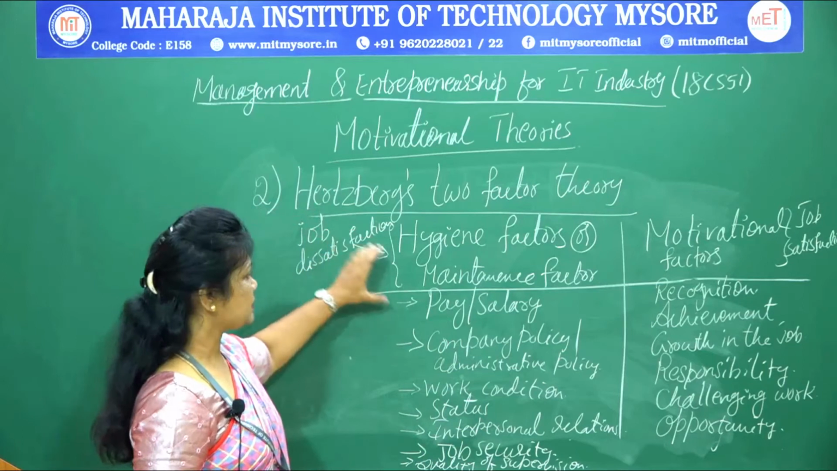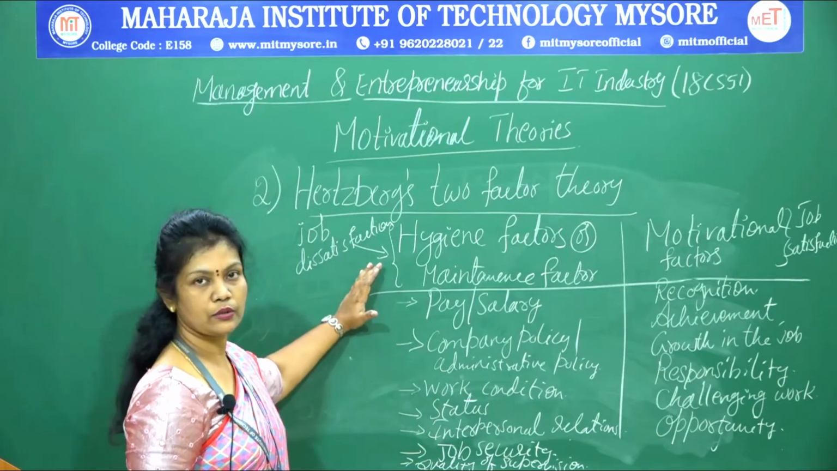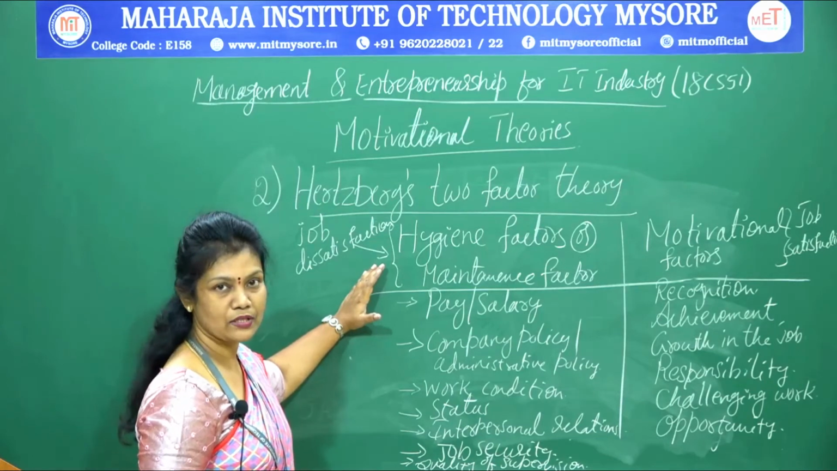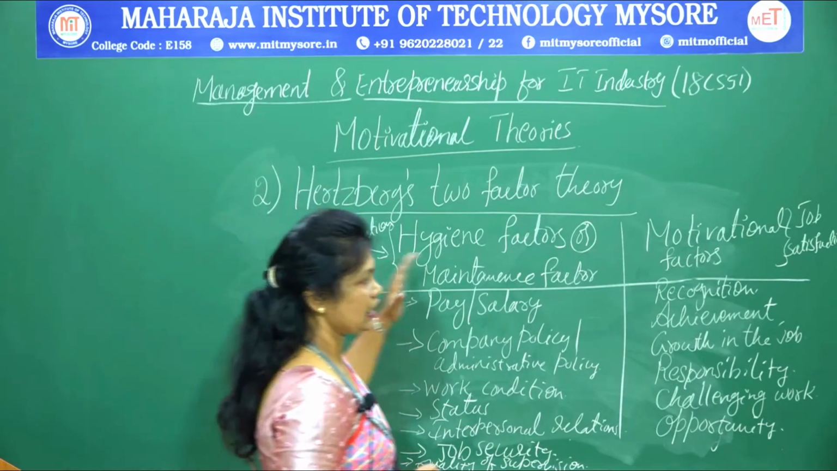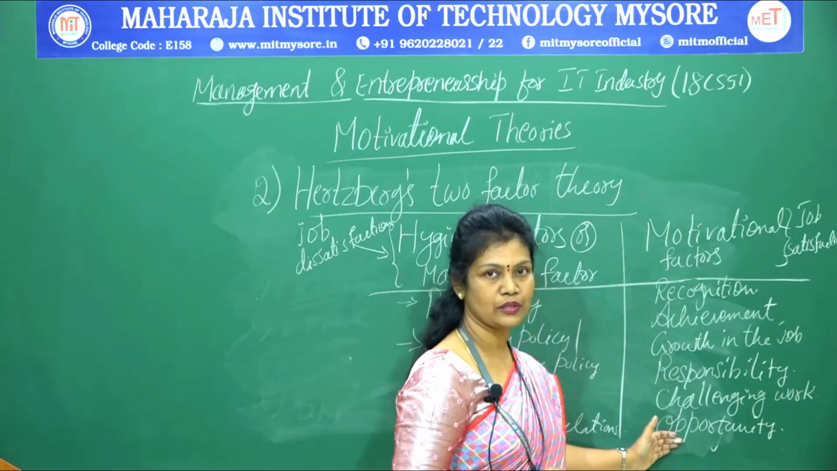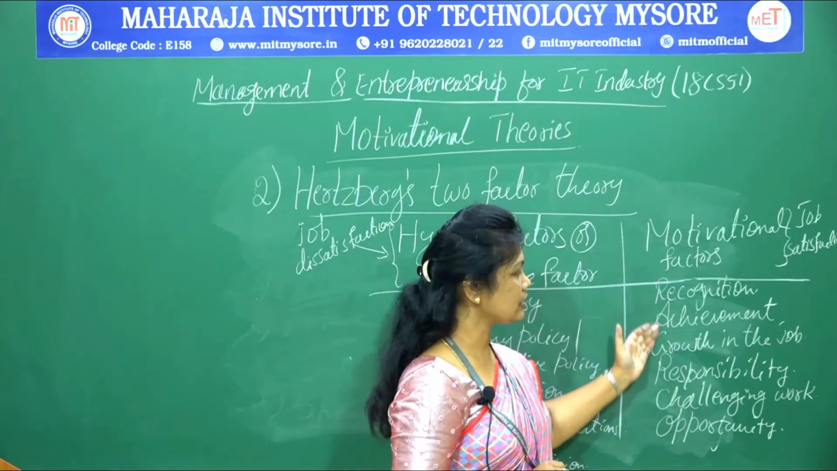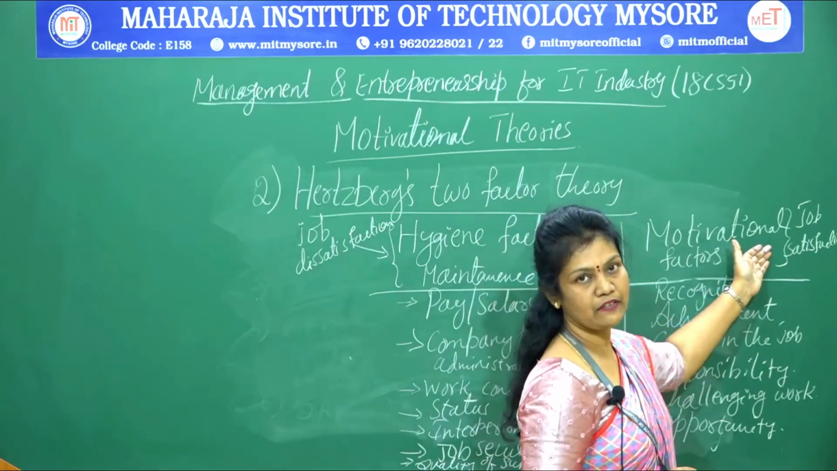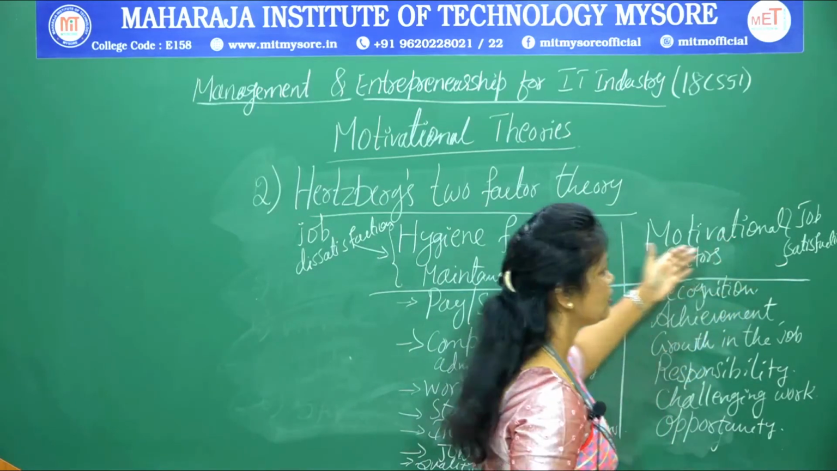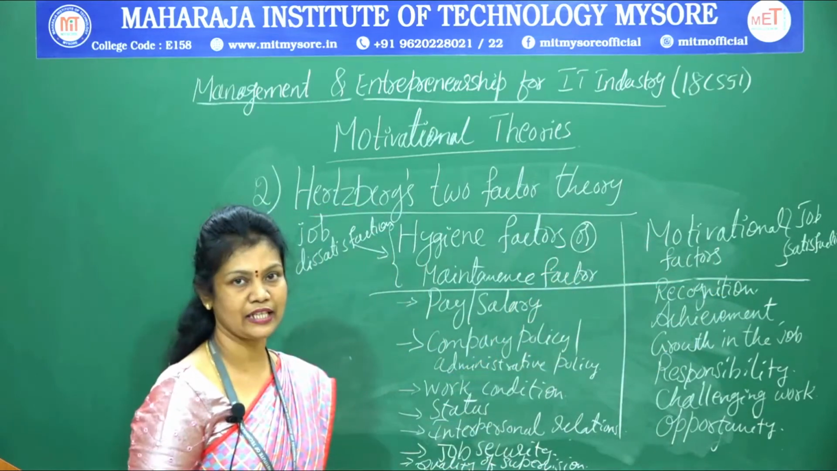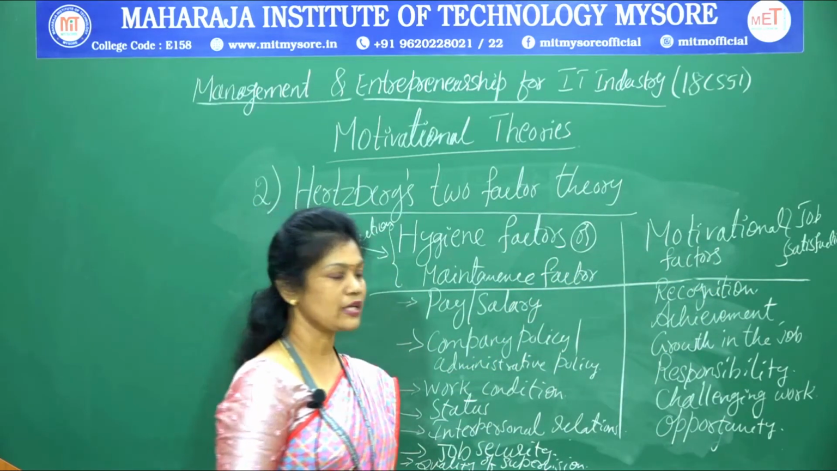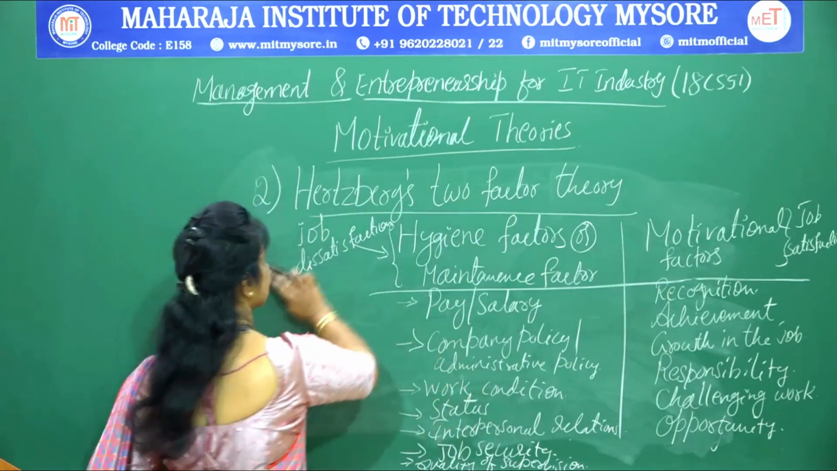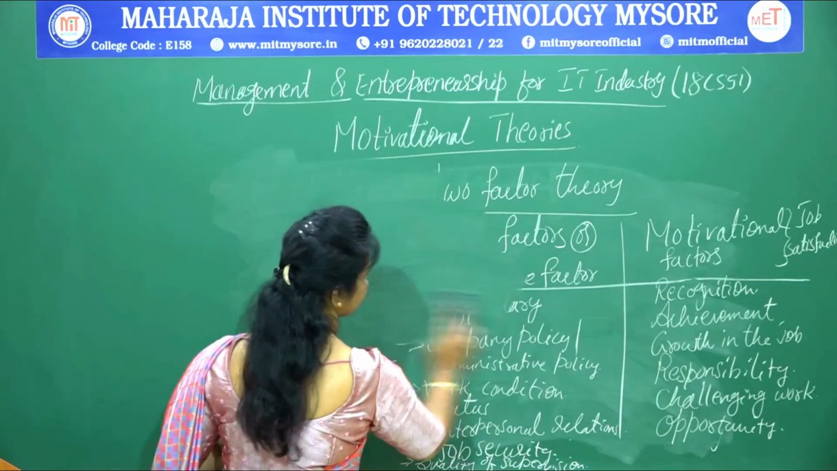Here, the absence of any of these is going to lead to job dissatisfaction among the employees of the organization. If these factors are maintained well within the organization, they are going to help give the employees job satisfaction for whatever work they are doing. So let us move on to the next one, called McClelland's achievement theory.